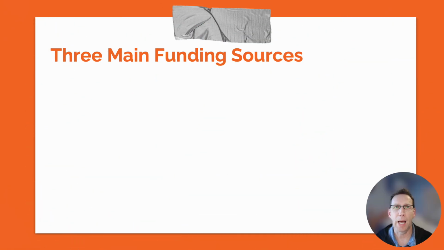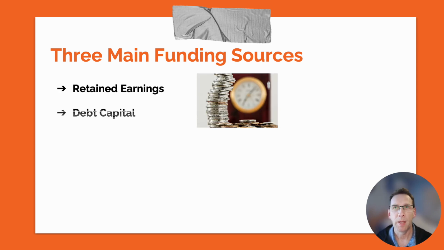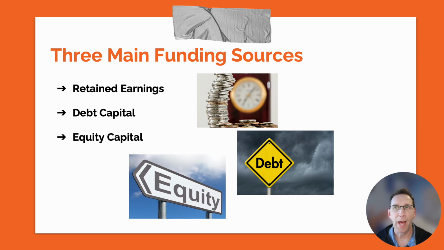Now, there are three main funding sources, three main types of funding. You can have retained earnings, debt capital, and equity capital. So let's talk about each of these.